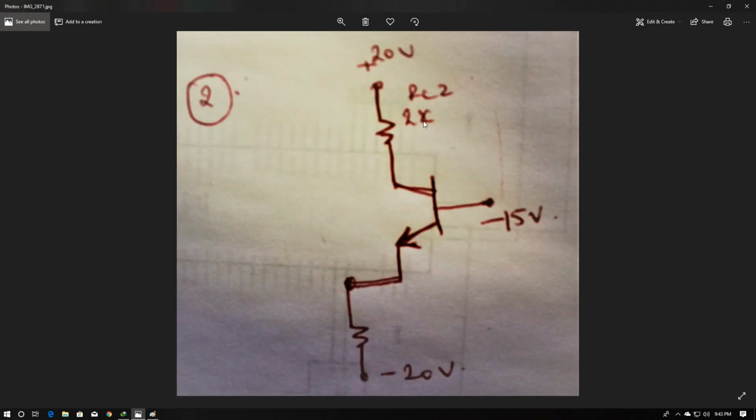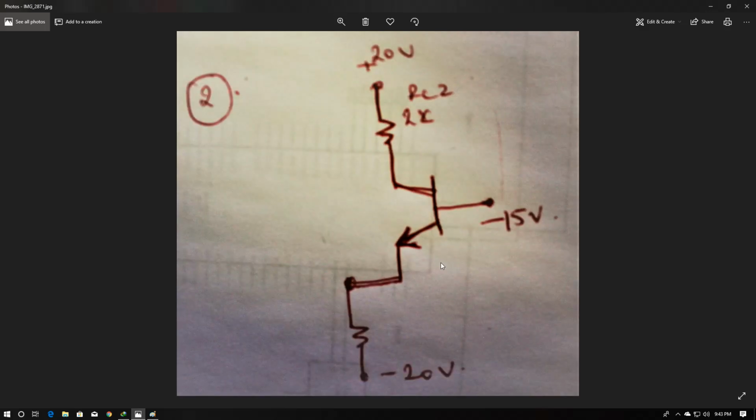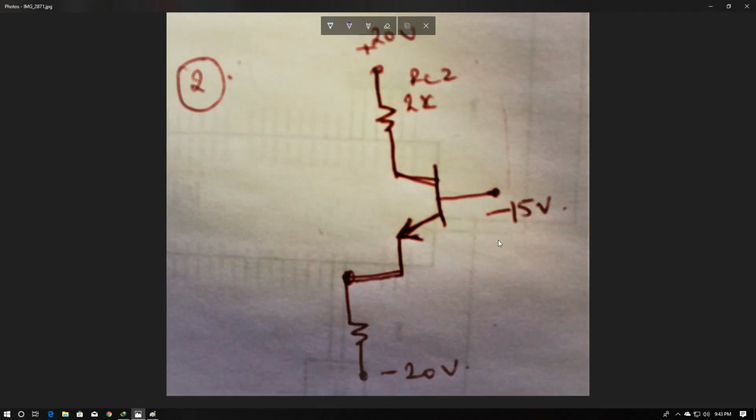Now, this is the second part of the circuit. The second part now has the same setup. Oh, I forgot to put the ground here. But you know that when I say minus 15, it's with respect to ground. So I'm going to ignore that. I'm going to say minus 0.7 here. And the approach is exactly the same.